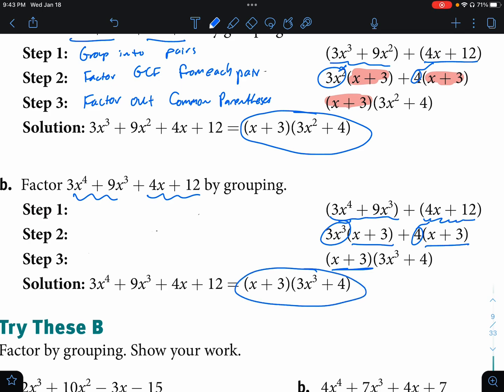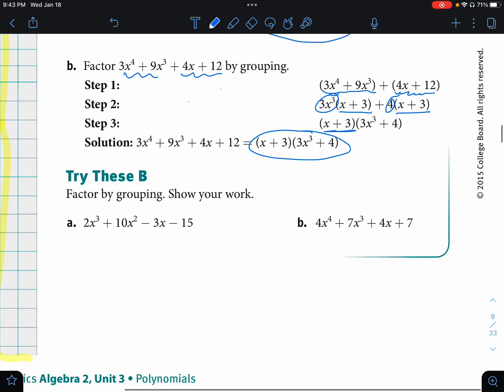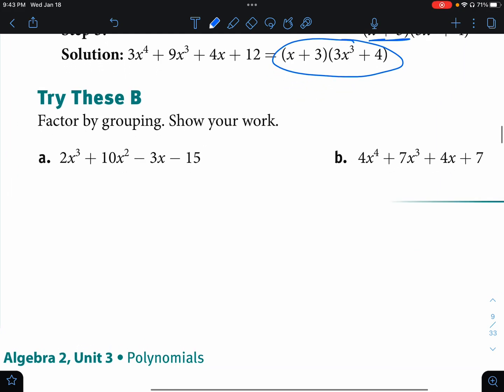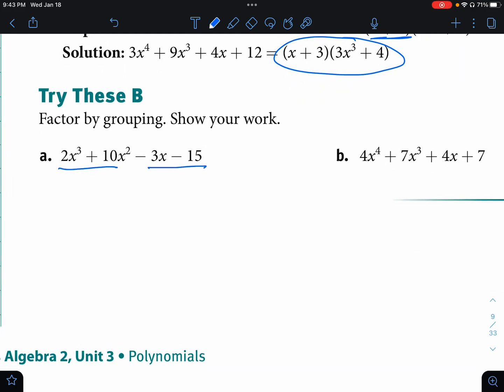What I will do is fully work through the try-these, B, A and B. I'll work those together with you, and then there'll be a few more on the next page where I'll have you pause, try them on your own, and then reveal those answers. All right, so let's identify our first two pairs.